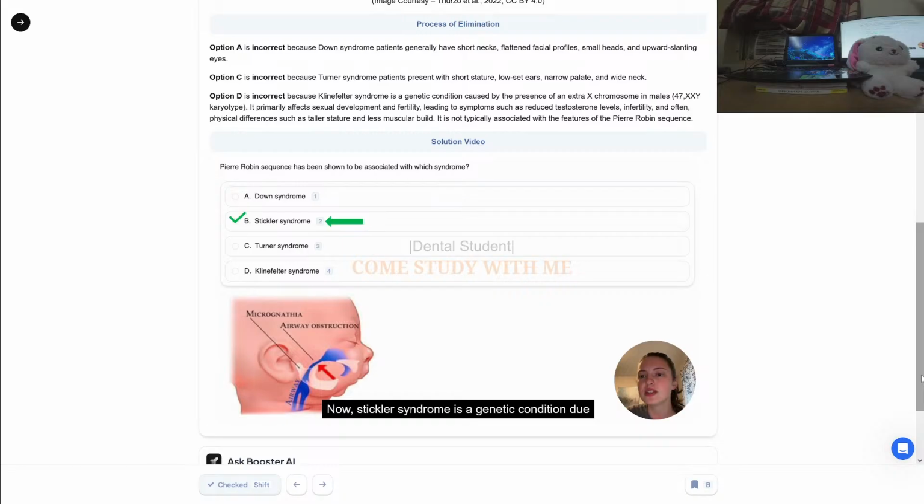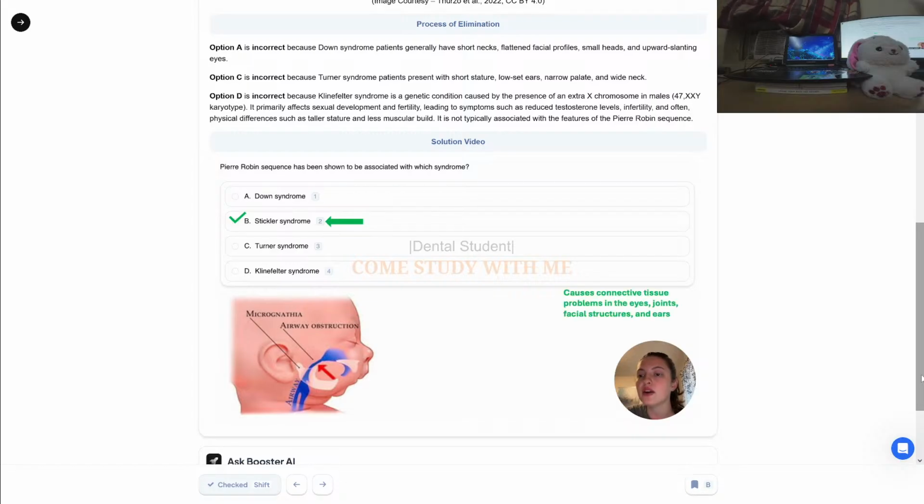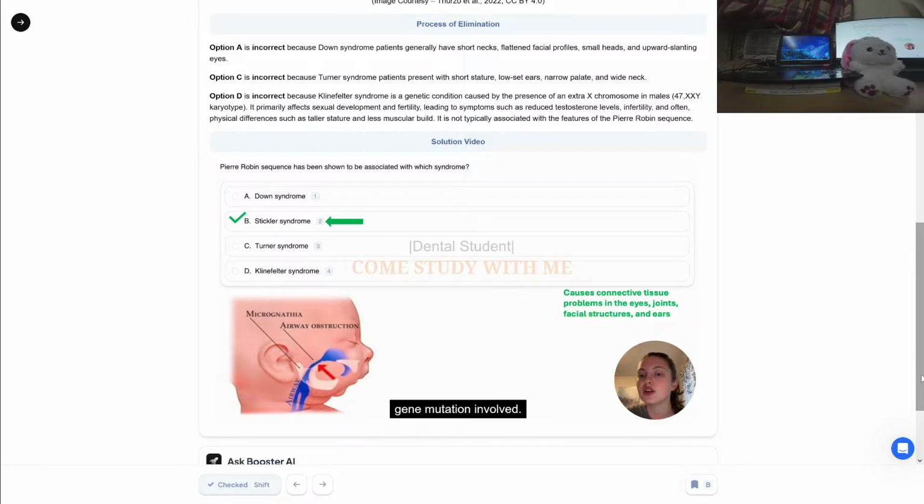Now, Stickler syndrome is a genetic condition due to mutations in genes that code for collagen, and it leads to connective tissue problems affecting the eyes, joints, facial structures, and ability to hear. This condition has an autosomal dominant inheritance pattern, and there are a few different subtypes of the condition based on the specific gene mutation involved. There's currently no cure for the syndrome, but treatment focuses on managing symptoms and preventing any further complications, such as retinal detachment, glaucoma, hearing loss, arthritis, cardiac complications, and neurological complications.